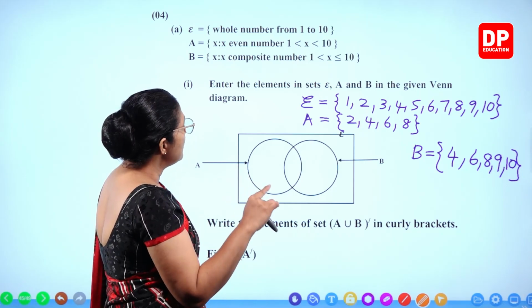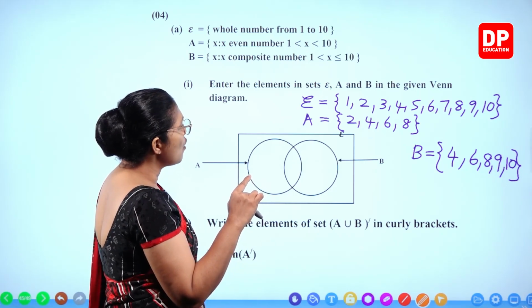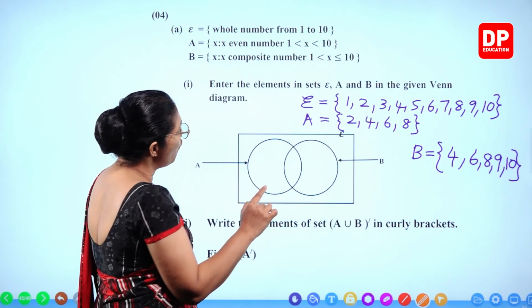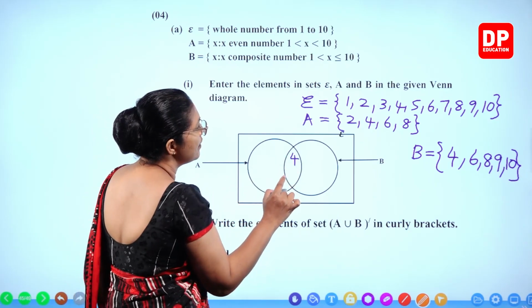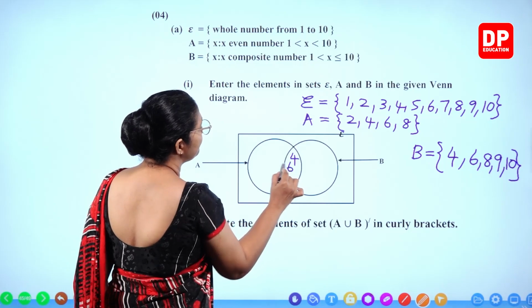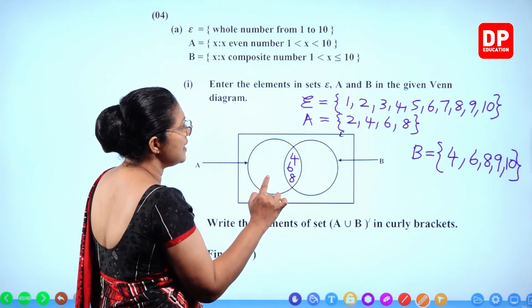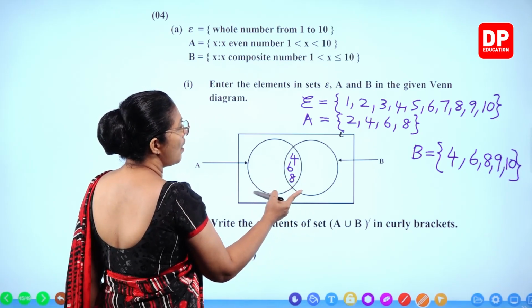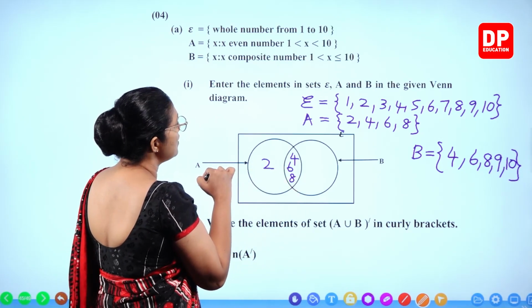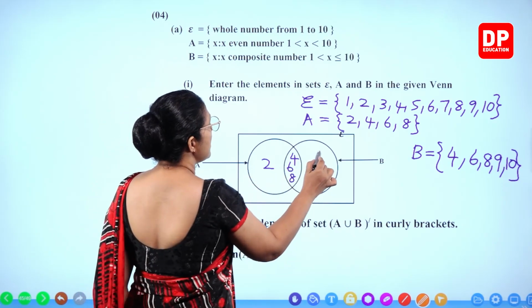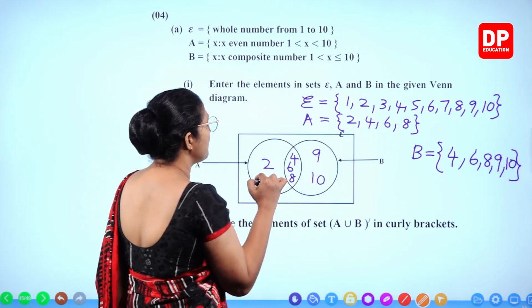Now we can fill the gaps. What is common for both A and B? 4 is there, common. And 6 is common. 8 is common. So 4, 6, 8 here. Then the remaining one in A is 2. And in B, 9 and 10 in this part.